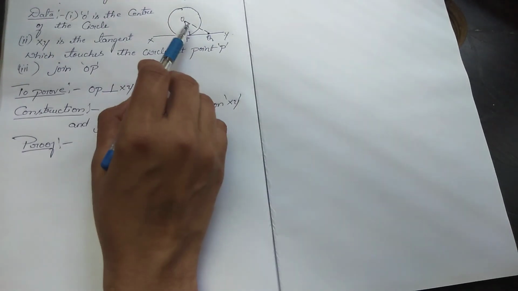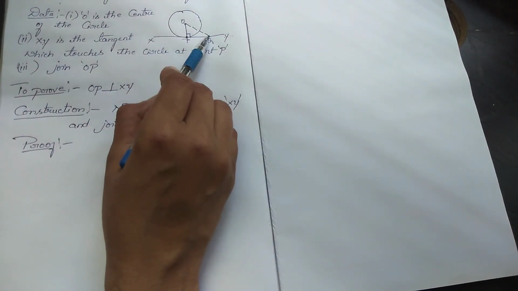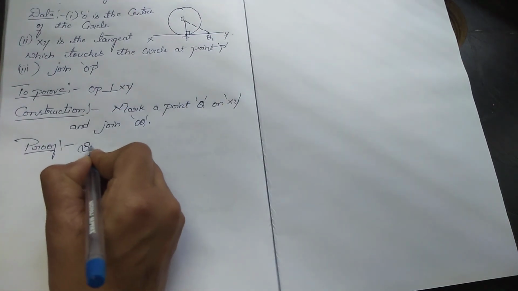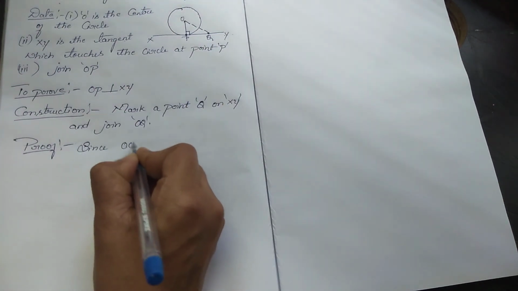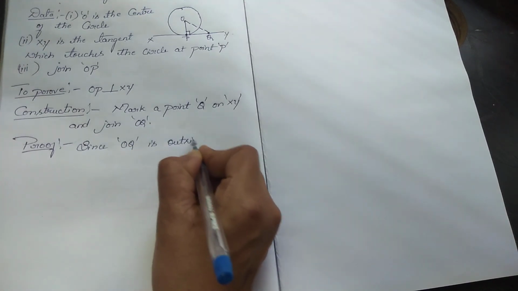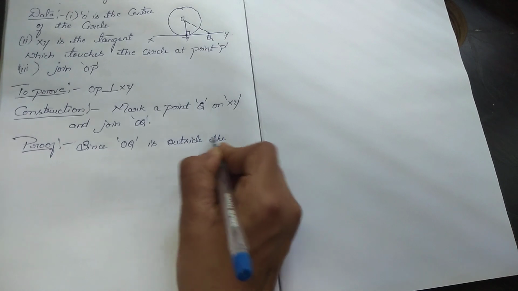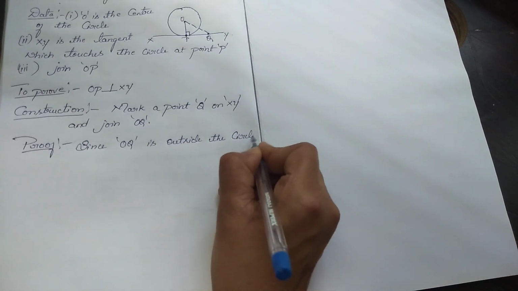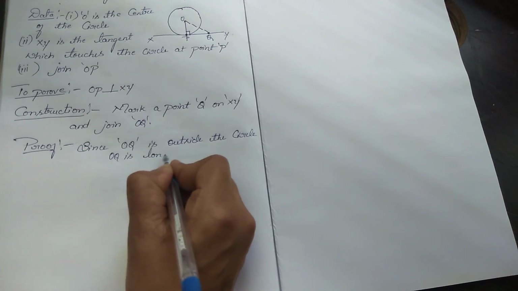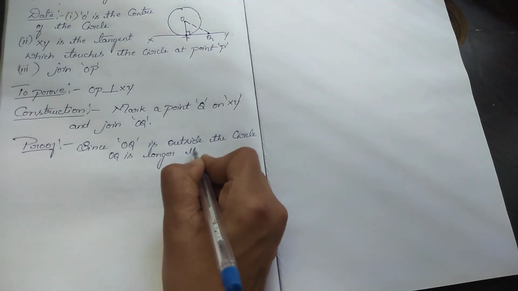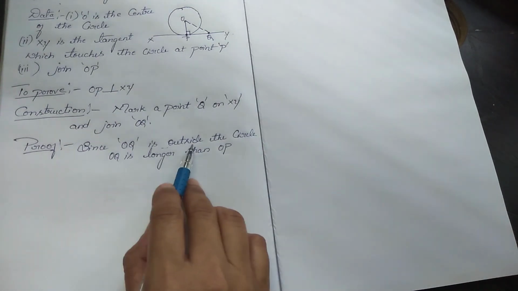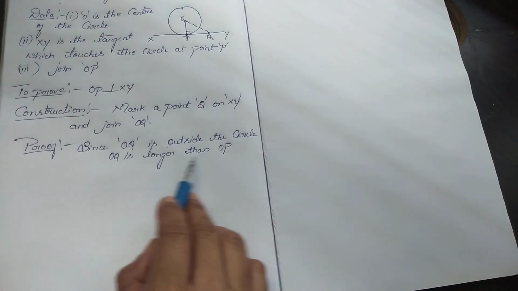So since we can see here, the point Q is outside the circle. Since Q is outside the circle, OQ is longer than OP.